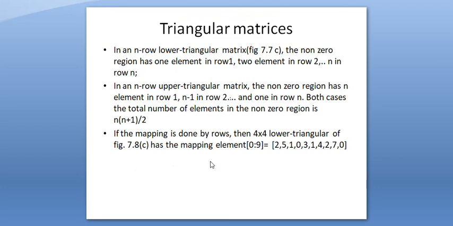In the triangular matrices, you can concentrate on figure 7.7c. How many non-zero elements do you have, and how many zero elements do you have? So the simplest definition of a triangular matrix: first we will talk about the lower triangular matrix. In a lower triangular matrix, the elements on and below the main diagonal would be non-zero, and all the elements above the main diagonal would be 0.